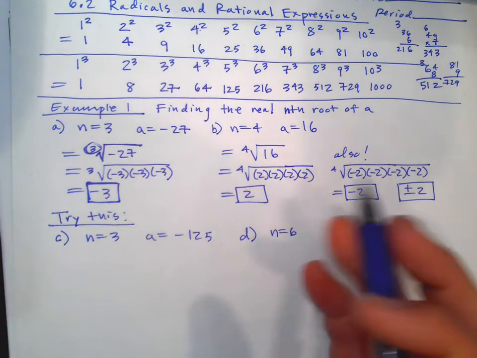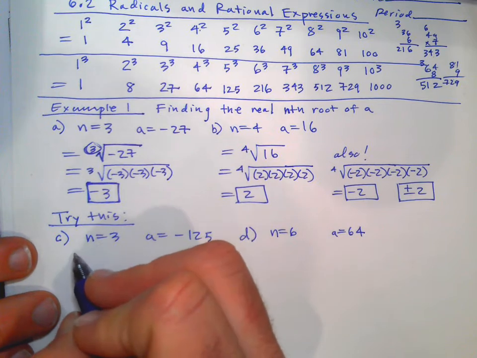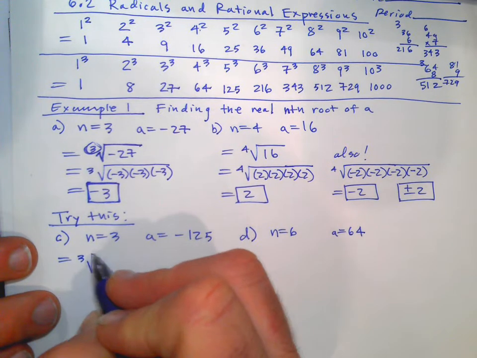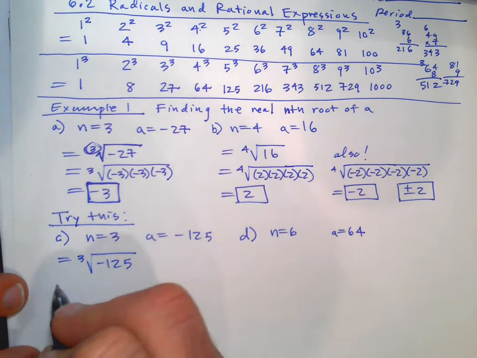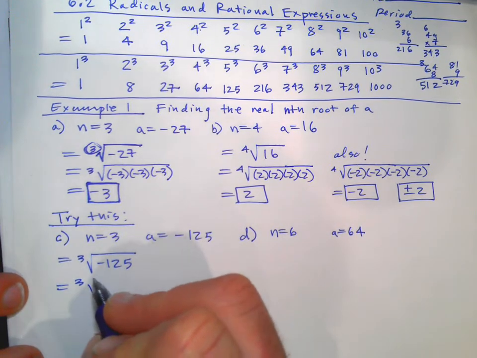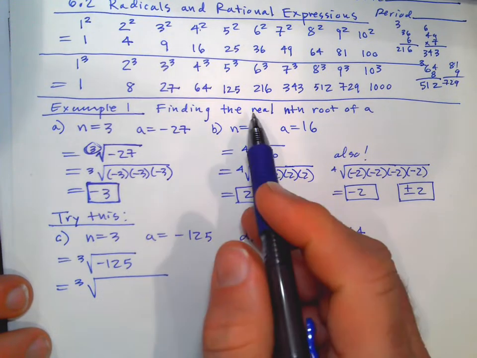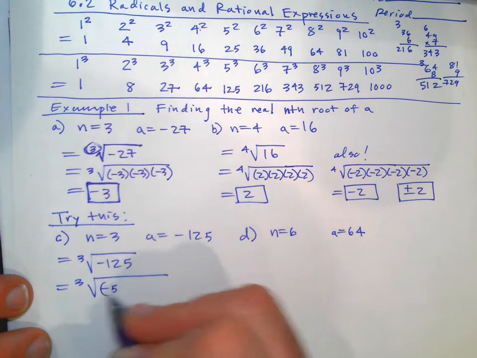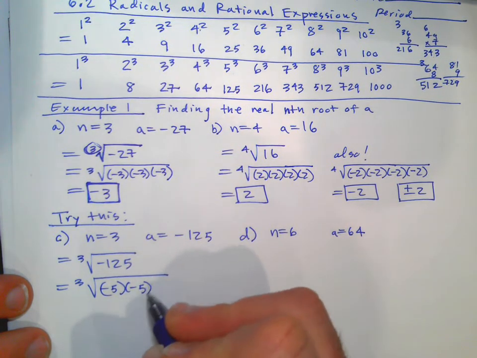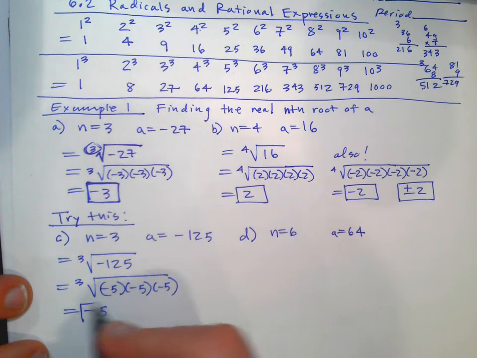So, assuming you guys have paused the video and tried it, now you're back. The first thing you do is rewrite this as the third root, or the cube root, of negative 125. And you've got to think, what do I multiply times itself 3 times that would give you negative 125? You look up here. Oh, that would be 5. It's going to be negative 5 to get negative, right? So the answer is negative 5.